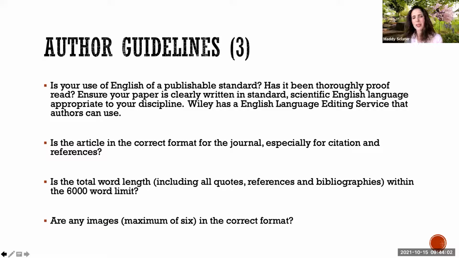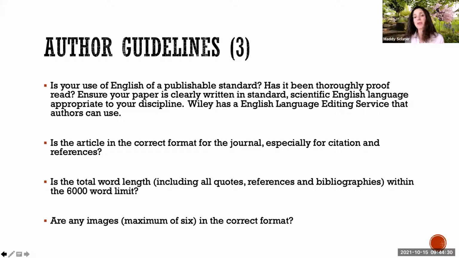The other thing that we have is an opportunity for some editing facility through Wiley for English language editing. Because we're an international journal, we obviously receive a lot of papers, all of which are written and submitted in English as being the language of the journal.